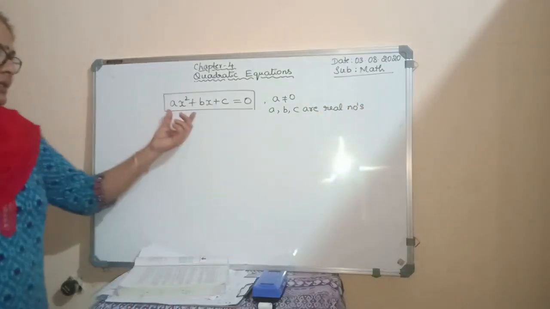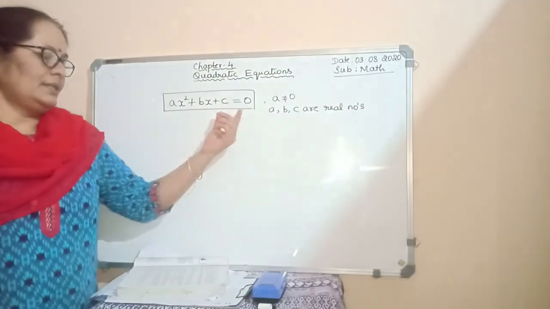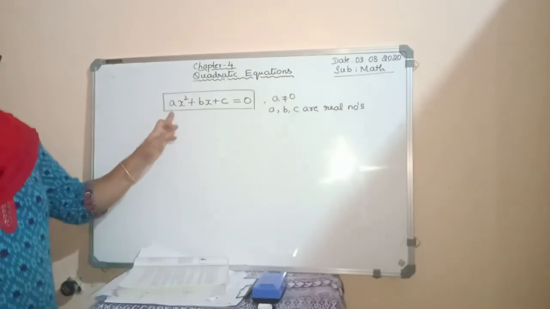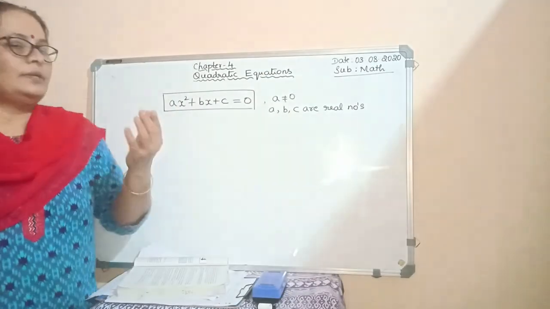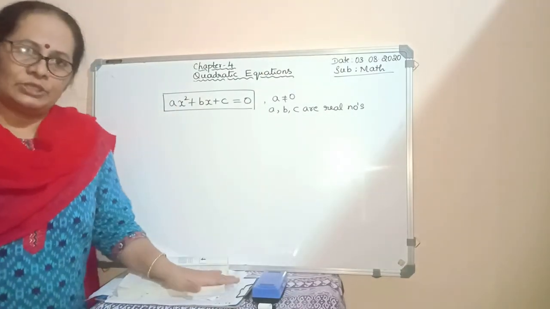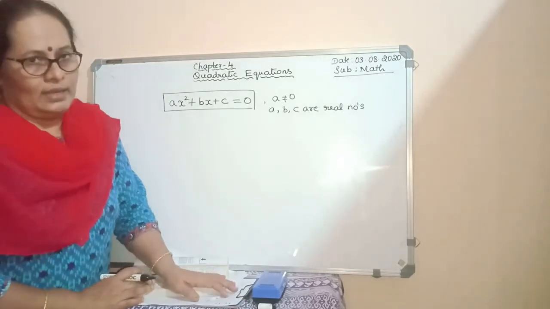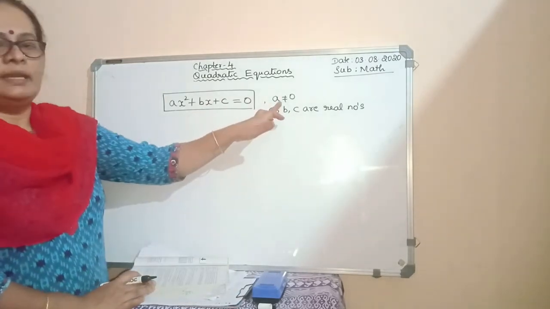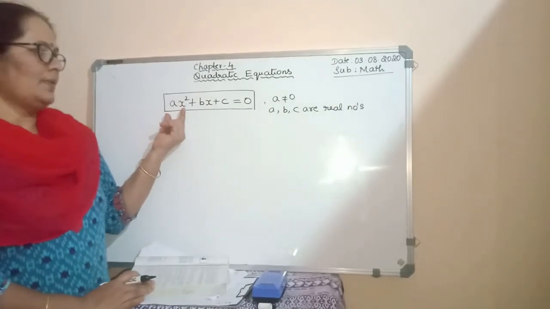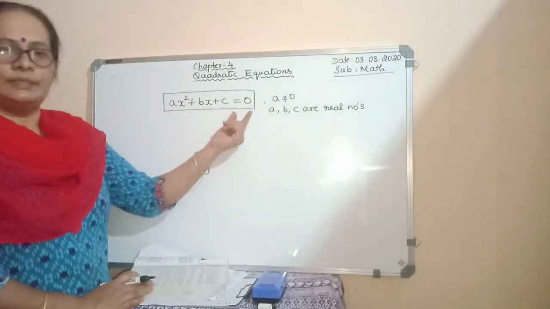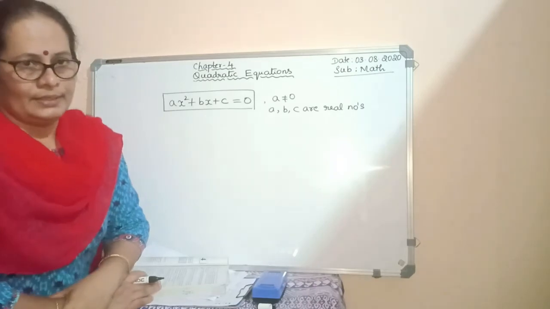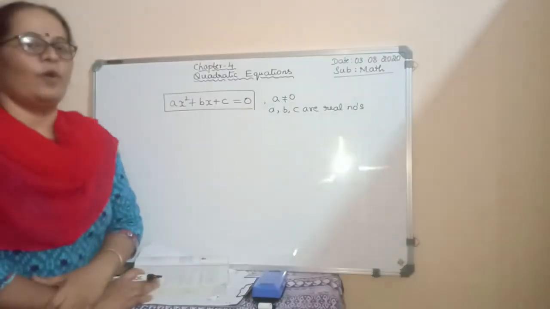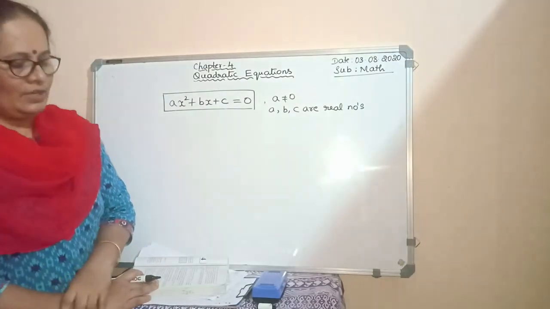So, ax square plus bx plus c equals 0, where a is not equal to 0, because if a is equal to 0, you will not get a quadratic equation, you will get a linear equation. So the condition is very important. Here a, b, c are real numbers. This is the standard form of a quadratic equation.